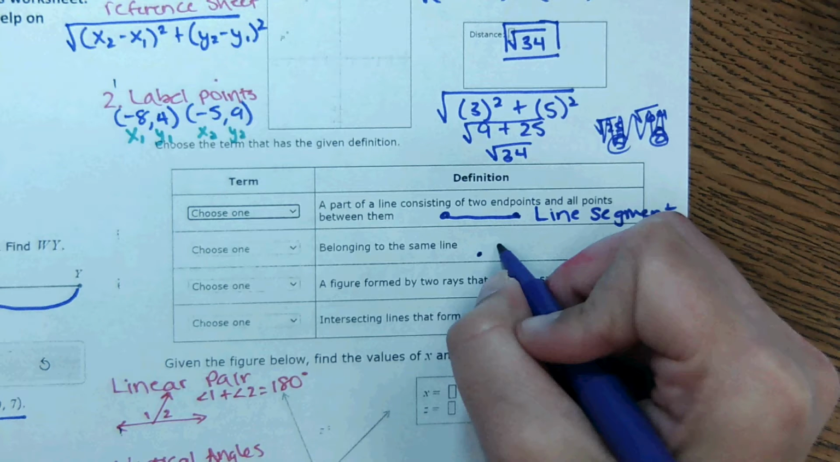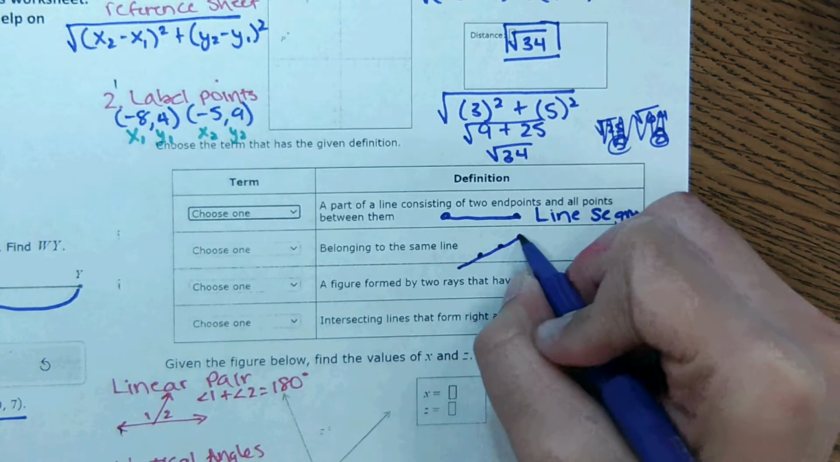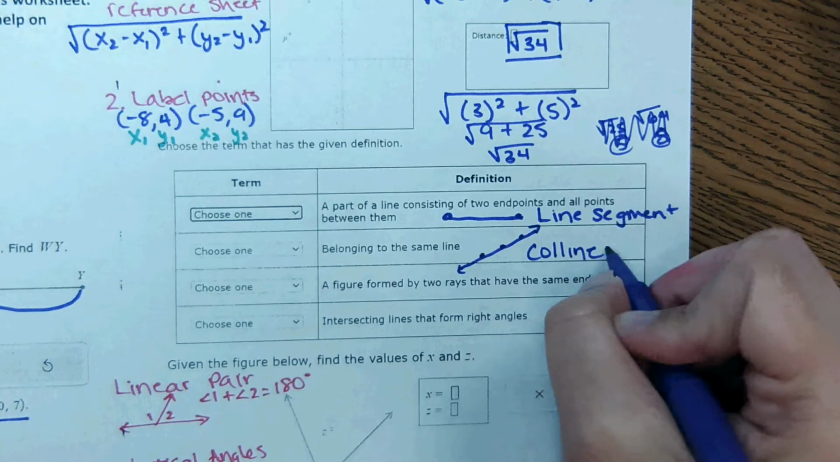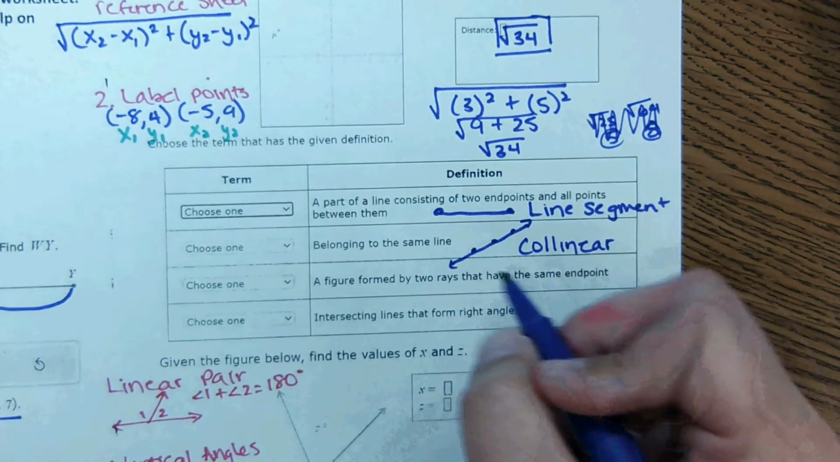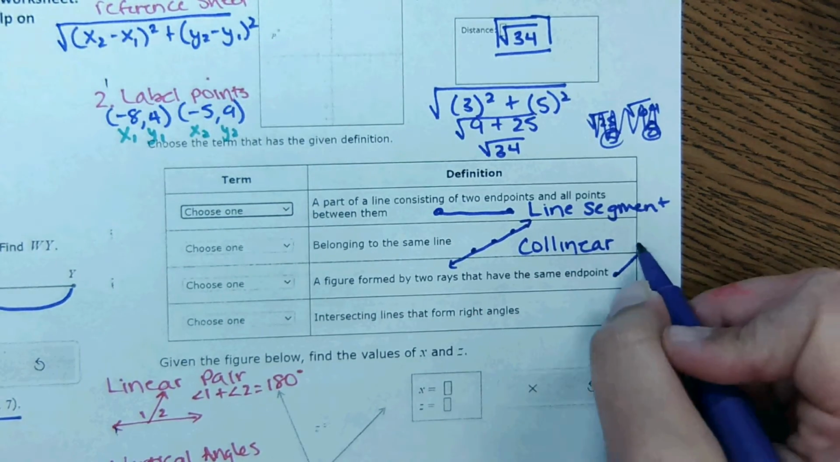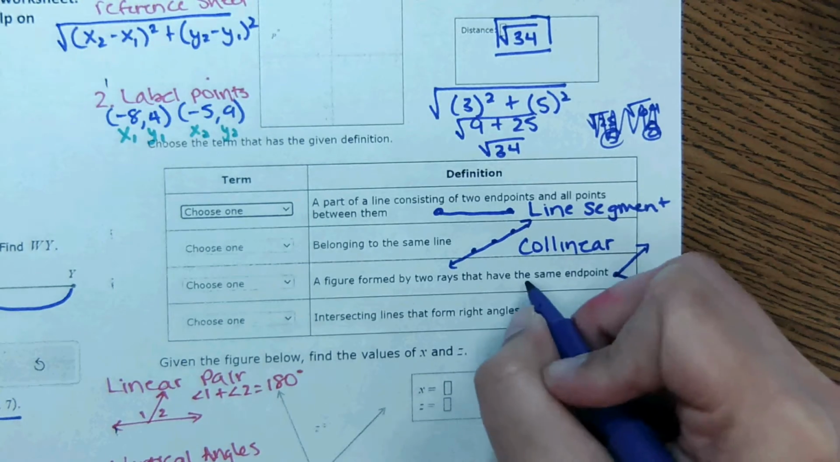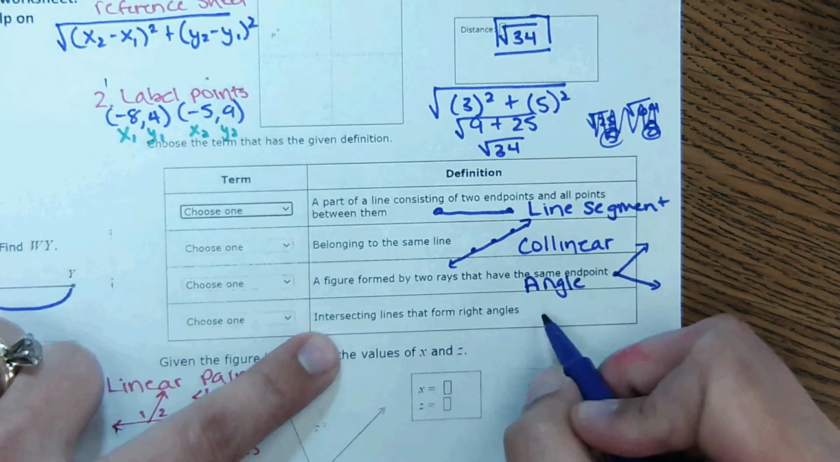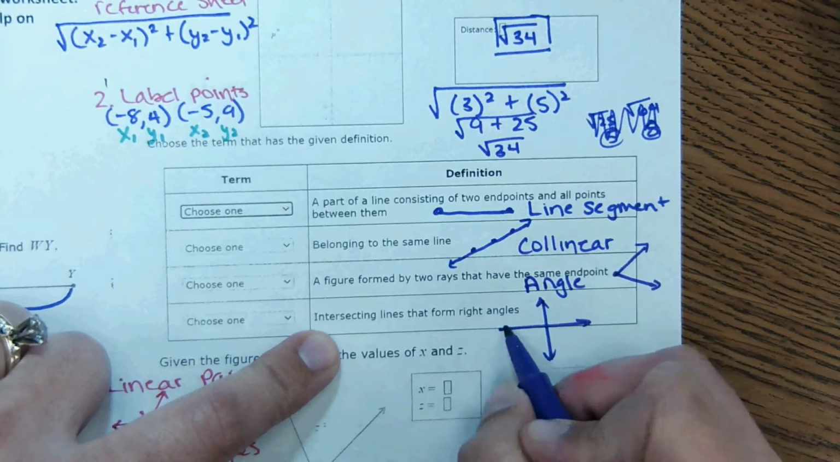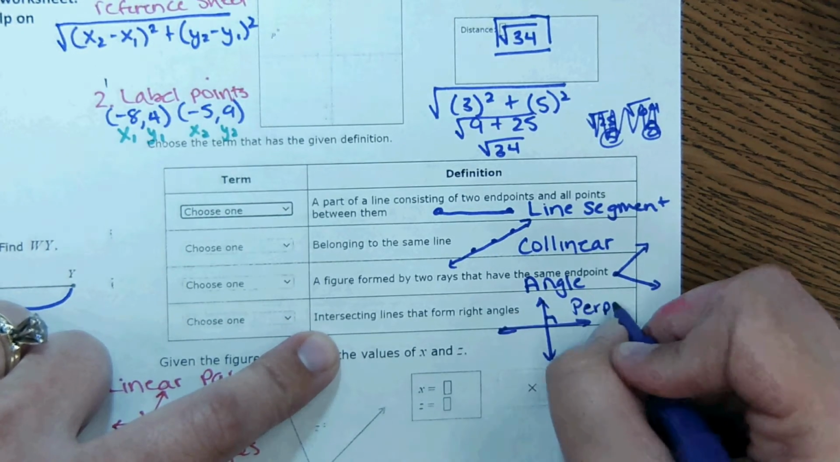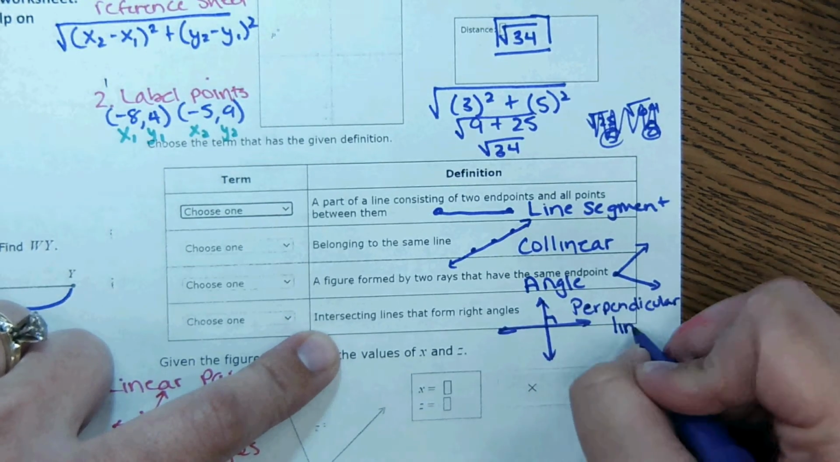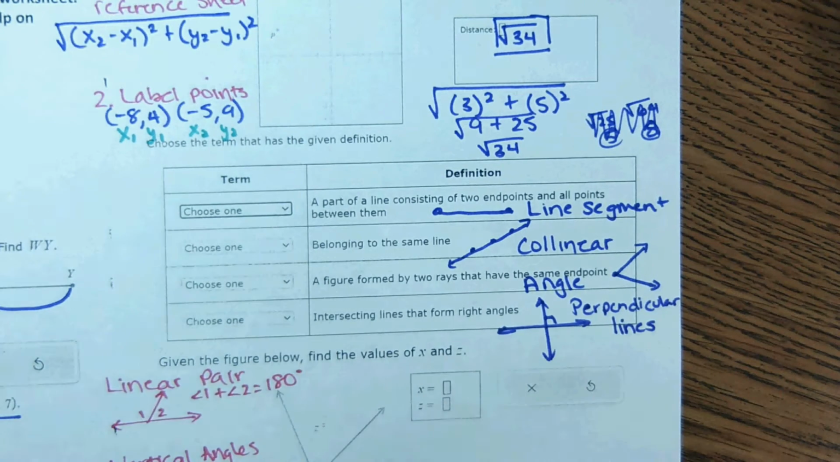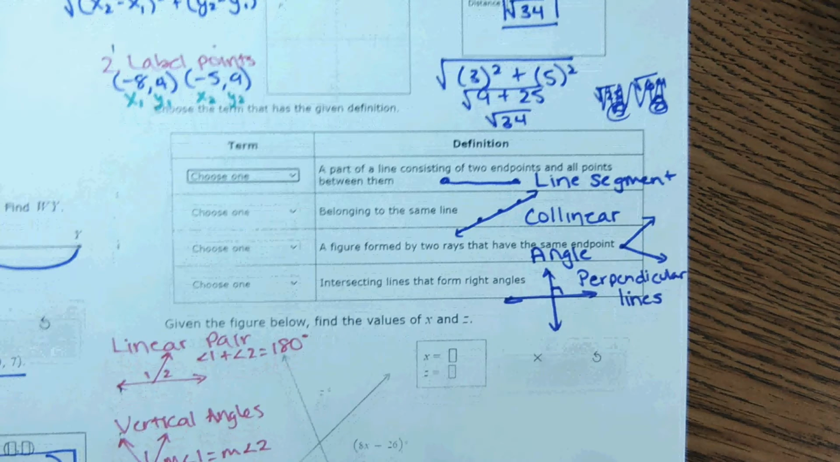Belonging to the same line. Belonging to the same line would be collinear. And the next one, a figure formed by two rays that have the same endpoint. A ray here and a ray here, same endpoint, that forms an angle. Intersecting lines that form right angles, here we go, those are perpendicular lines.